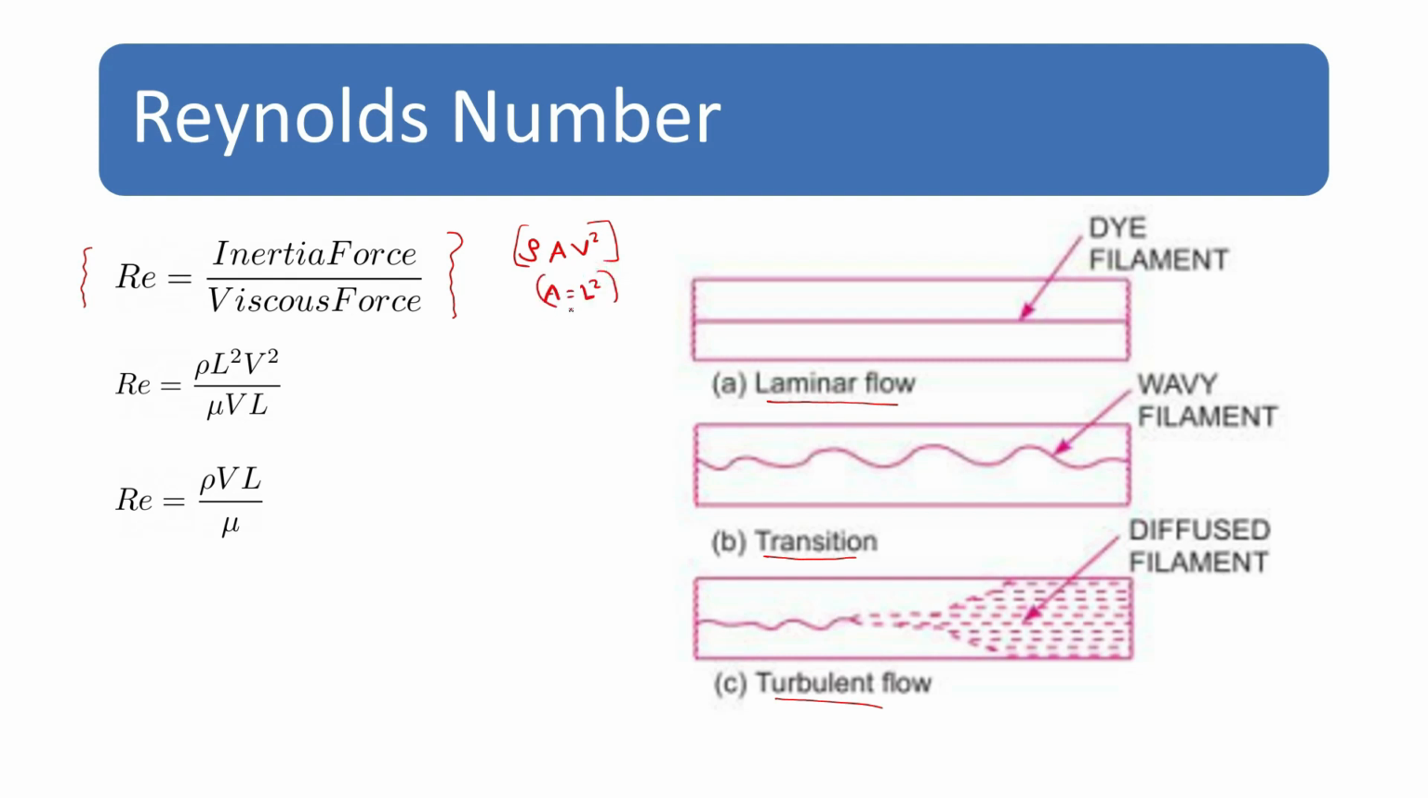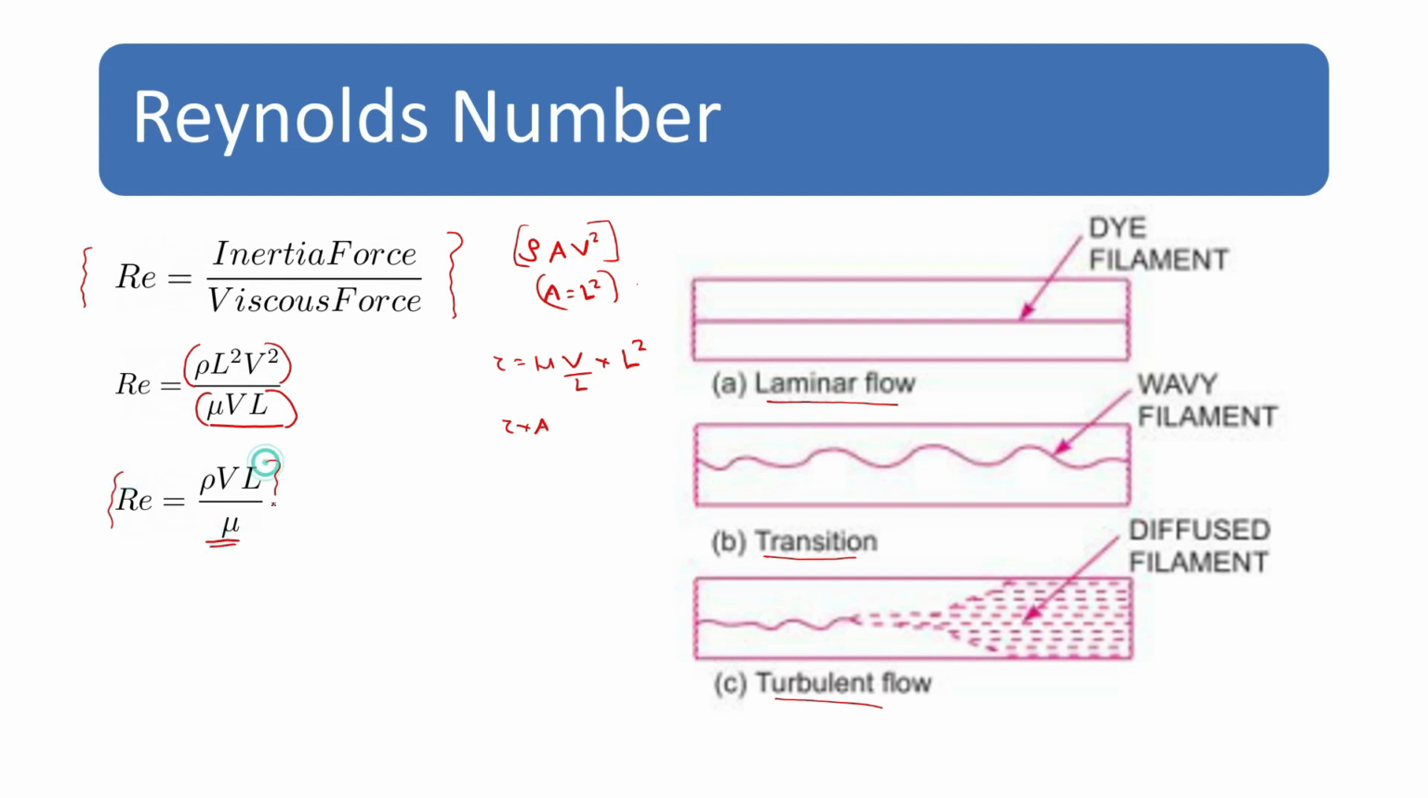And for a viscous force, shear stress is equal to mu into V by L. So shear force can be written as tau into area. So this will be area, and area in dimension terms, you can write as L square. So this will become mu into V into L. Okay, on top you have the inertia force. So the ratio of these two will give you rho V L by mu. This is the Reynolds number.